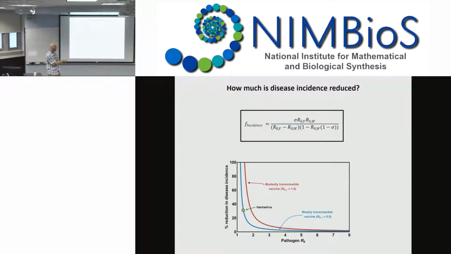So in this region here, say pathogens with an R naught less than 3, you can have a relatively large impact on the incidence of the infectious disease. So for instance, for hantavirus here and a weakly transmissible vaccine, you could reduce the incidence by, say, 30% for this particular combination of parameters, okay? So they can be effective, but the same general message holds true. If the R naught of the pathogen is too big, a weakly transmissible vaccine is not likely to be an effective tool.